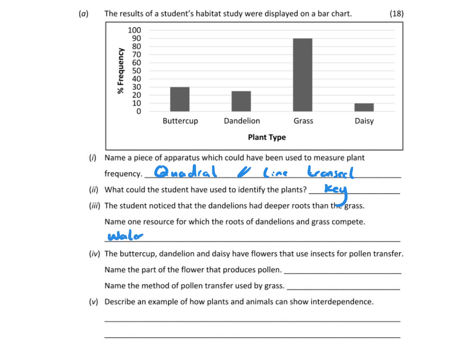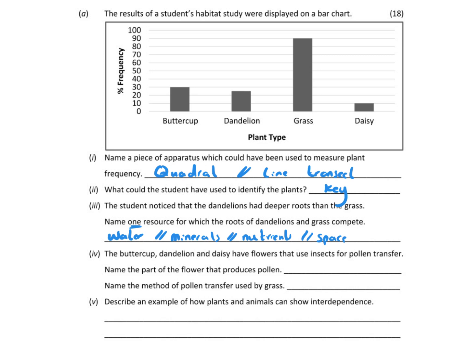So we get our marks for that. If we wanted another acceptable answer, we would only write down one though, because that's all we need. They do also compete for minerals. They also compete for nutrients. And they can compete for space as well. Okay, but again, we only need one resource there, so just make sure we're writing down just the one.